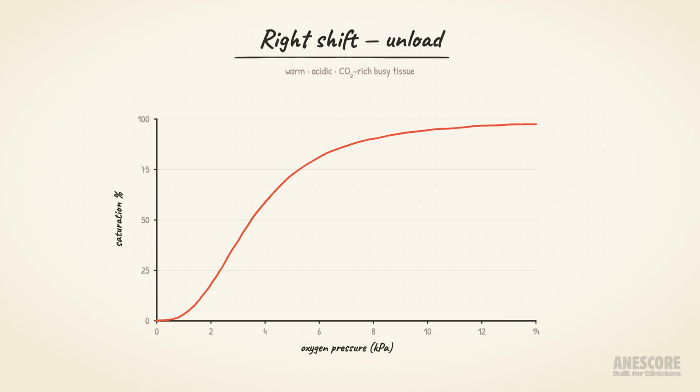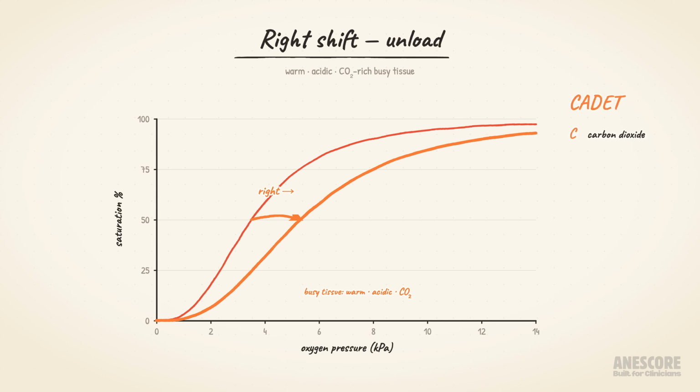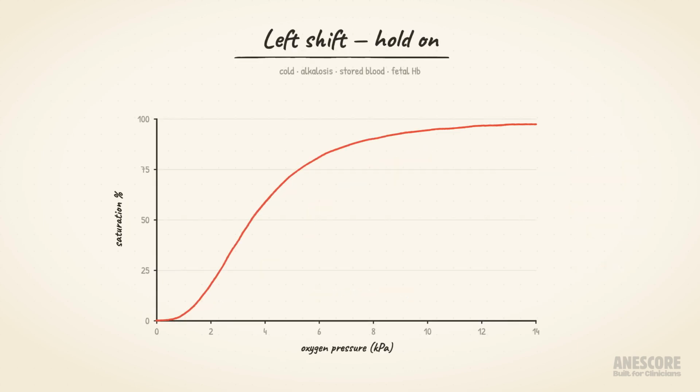Picture a hard-working muscle. It is warm, it is acidic, it is full of carbon dioxide. Every one of those pushes the curve to the right. A right shift means hemoglobin loosens its grip and hands oxygen over exactly where the busy tissue needs it most. There's one word to remember the causes: cadet. Carbon dioxide, acid, DPG, exercise, temperature. Right shift means unload. The opposite move is a left shift.